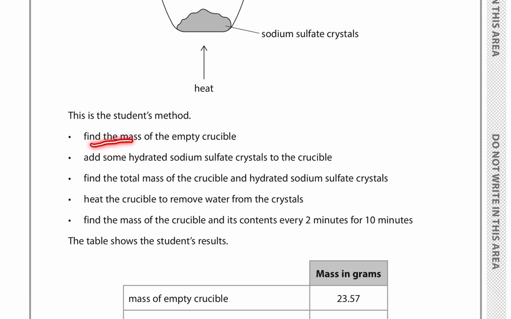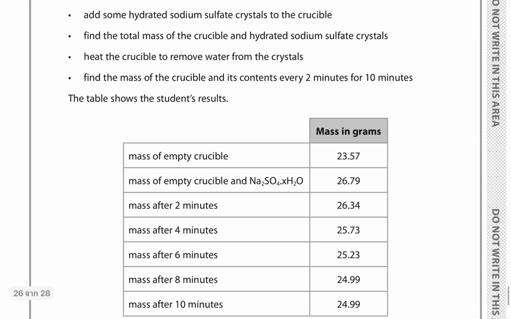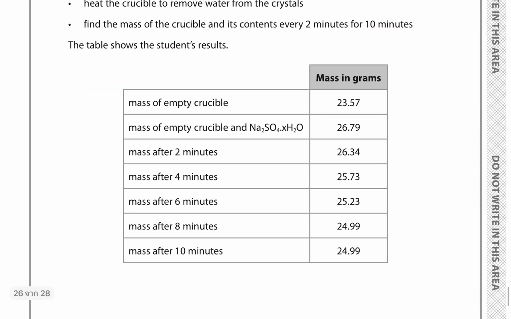Find the mass of the empty crucible, then add some hydrated sodium sulfate crystals to the crucible. Find the total mass of the crucible and hydrated sodium sulfate crystals. Heat the crucible to remove water from the crystals. Find the mass of the crucible and its contents every 2 minutes for 10 minutes. So the table shows the student's results.